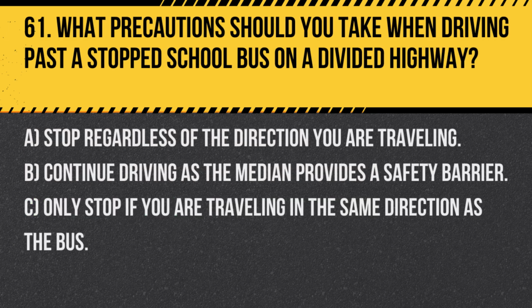Question 61. What precautions should you take when driving past a stopped school bus on a divided highway? A. Stop regardless of the direction you are traveling. B. Continue driving as the median provides a safety barrier. C. Only stop if you are traveling in the same direction as the bus. Answer. B. Continue driving as the median provides a safety barrier. On a divided highway, the median acts as a barrier, so traffic in the opposite lanes can continue without stopping.